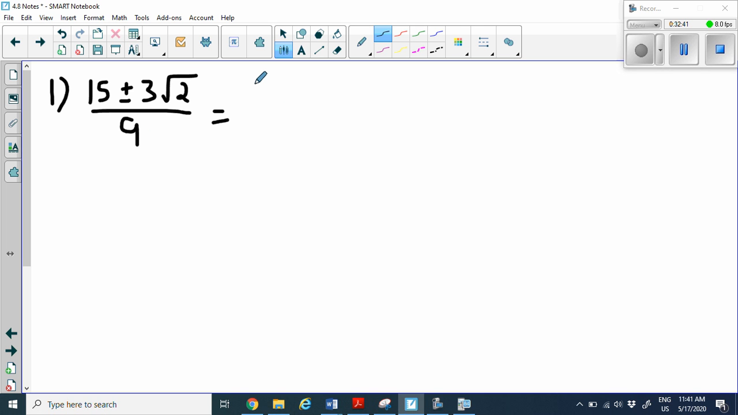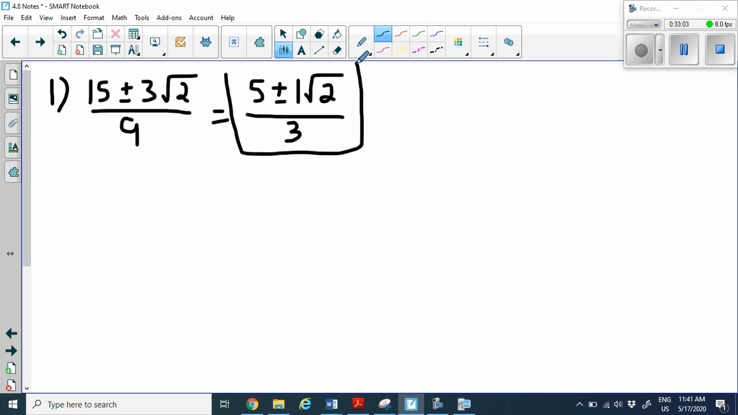So 15 divided by 3 gives us 5, plus minus. 3 divided by 3 gives us 1. The square root of 2 needs to stay exactly the same. Remember, any number underneath the square root has to stay exactly the same. Then I do 9 divided by 3. That gives me 3. So this would be my simplified answer.